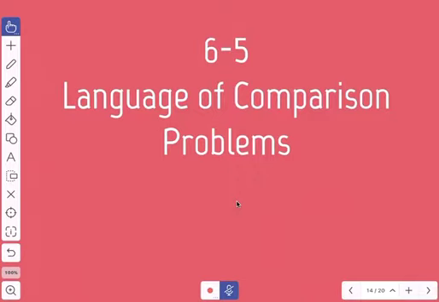Okay, so this is lesson 6.5, which focuses on the language of comparison problems. We're going to look at two different kinds of comparison problems, additive and multiplicative. And we're going to really focus on the different language in these types of problems and some of the diagrams that we can use to help us.